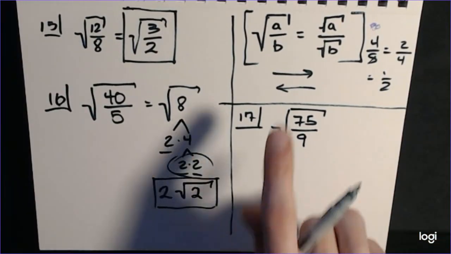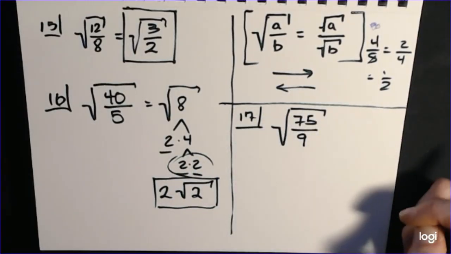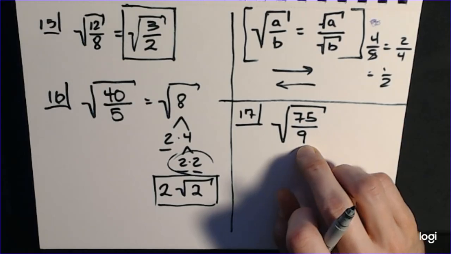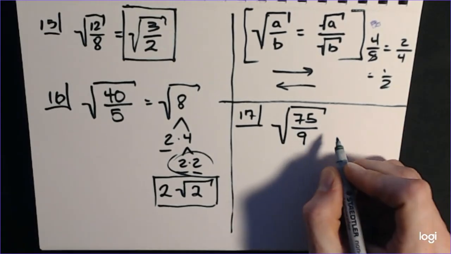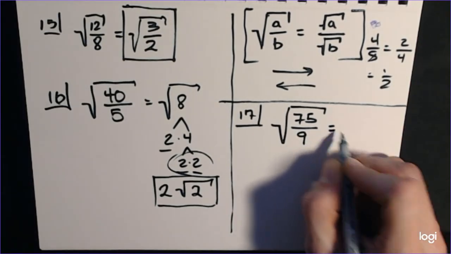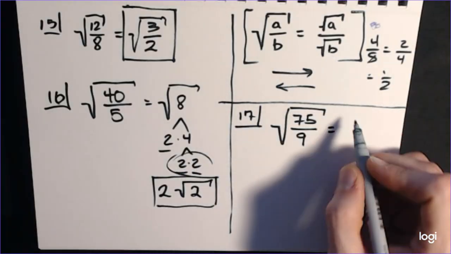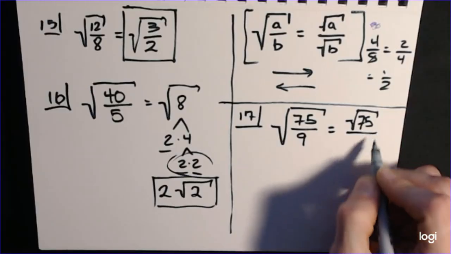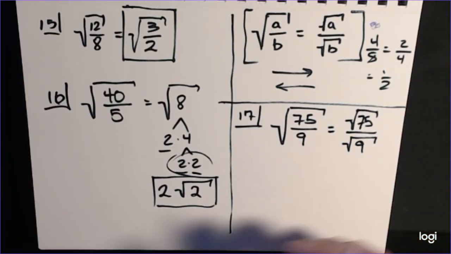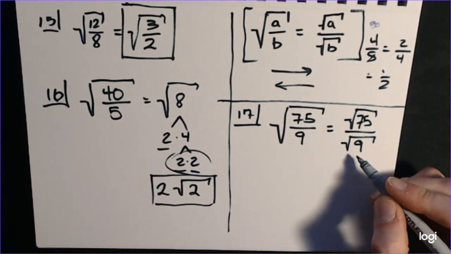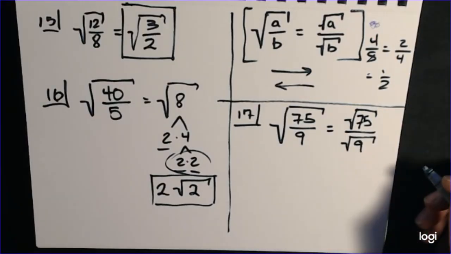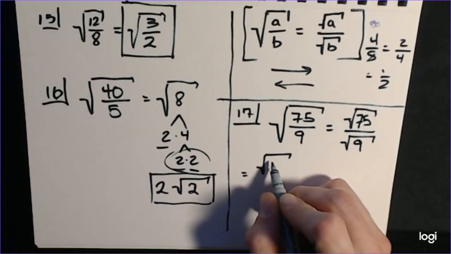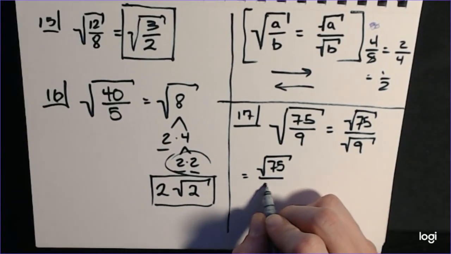Now this is where the top identity going to the right is useful. Some people here may notice that 9 is a perfect square. So the first step that I would take in solving this problem is to use this identity to split them up. I can rewrite this expression as the square root of 75 divided by the square root of 9. And because this 9 is a perfect square, it's just 3 squared, we can immediately rewrite this again as the square root of 75 divided by 3.